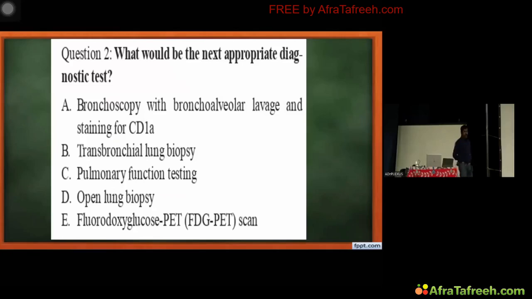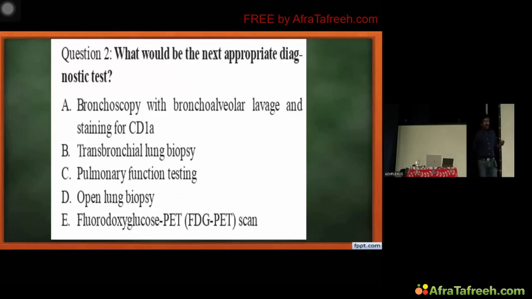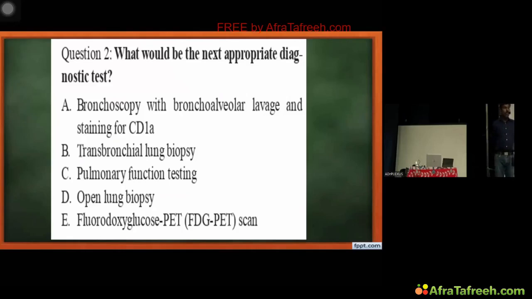I didn't tell this earlier, so I thought I will tell here. The next appropriate diagnostic step will be bronchoscopy with bronchoalveolar lavage. And what kind of tumor is it? It is a neuroendocrine tumor. Langerhans histiocytosis is a neuroendocrine condition. So what will you do? You will go for CD1a staining. In PLCH, BAL fluid should be taken for CD1a staining.